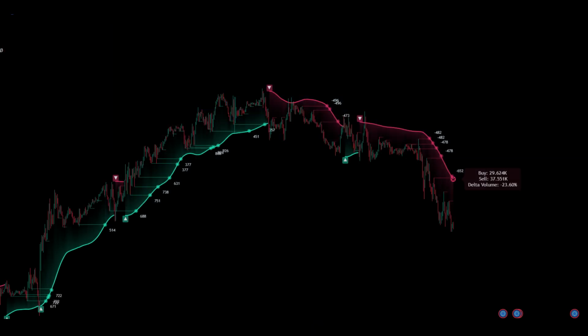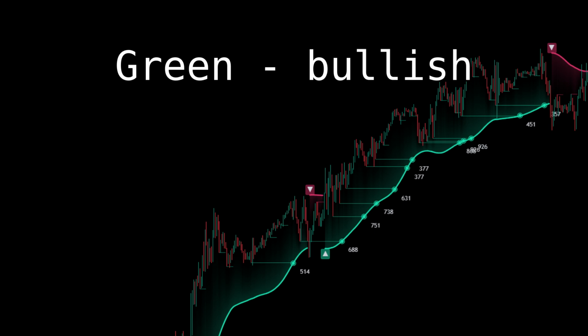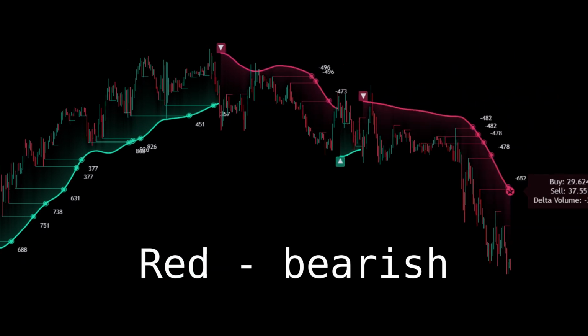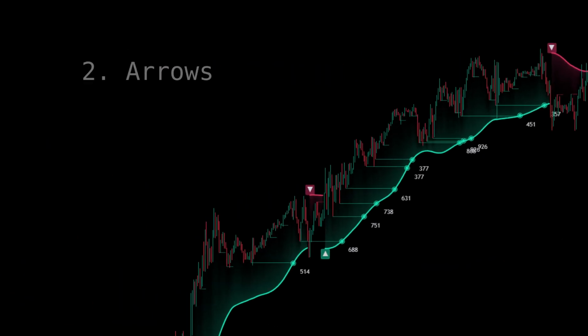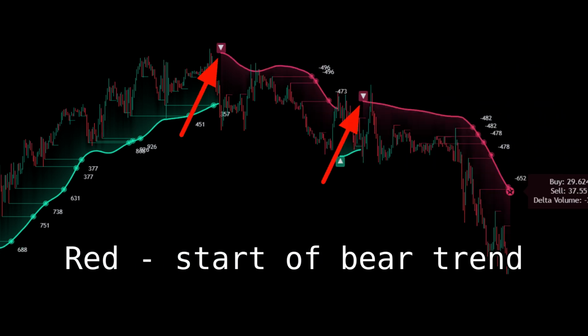The main indicator features are: 1. Trend cloud. A green cloud indicates a bullish trend, while a red cloud signifies a bearish trend. 2. Arrows. Green upward arrows mark the start of bullish trends, and red downward arrows signal bearish trends.